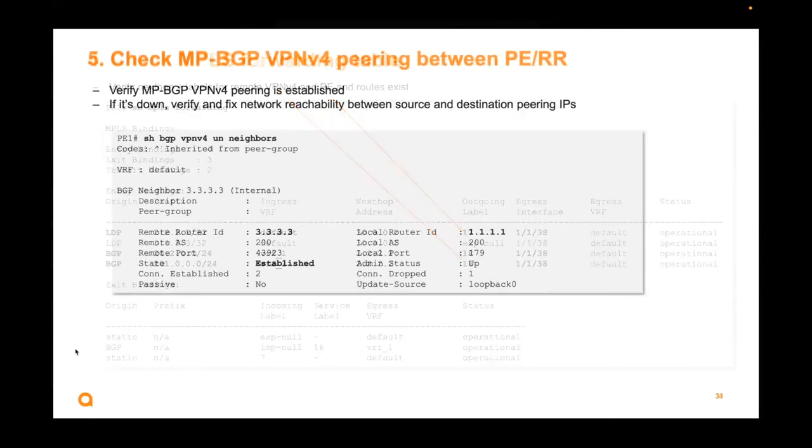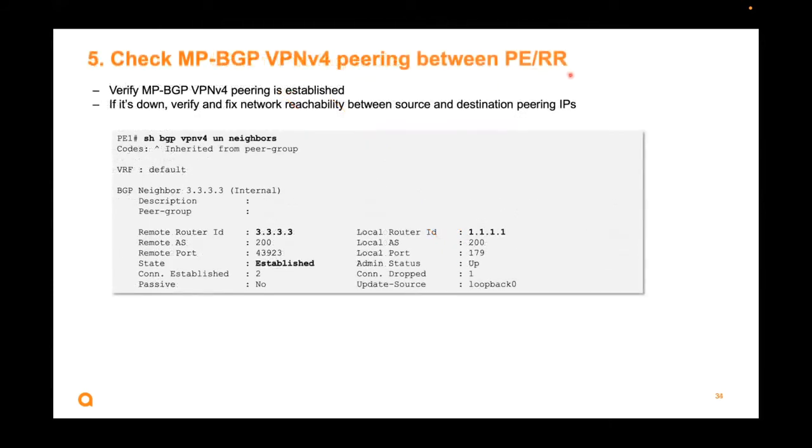Okay, you want to check VPNv4 peering between the PE and RR. You can use this command, show BGP VPNv4 unicast neighbors. Make sure they're established. Make sure the source and destination IPs are correct based on loopback and they're established.